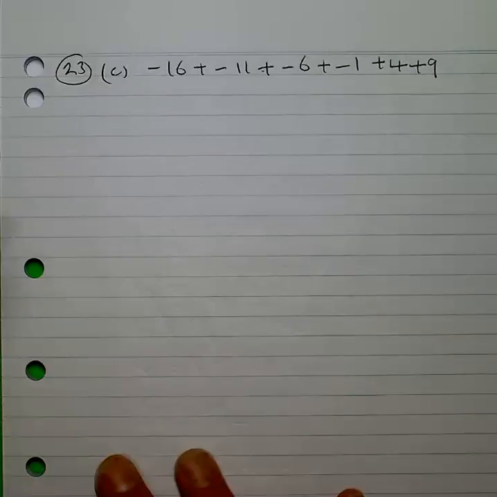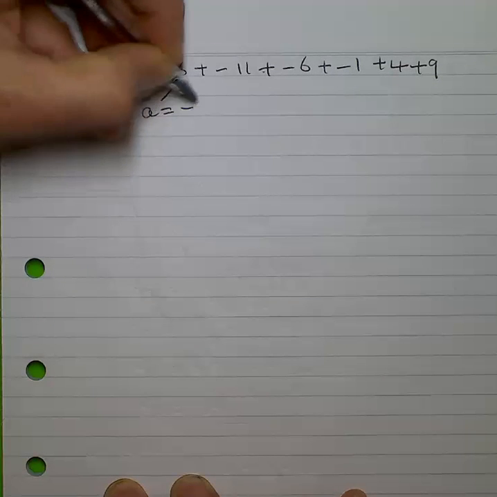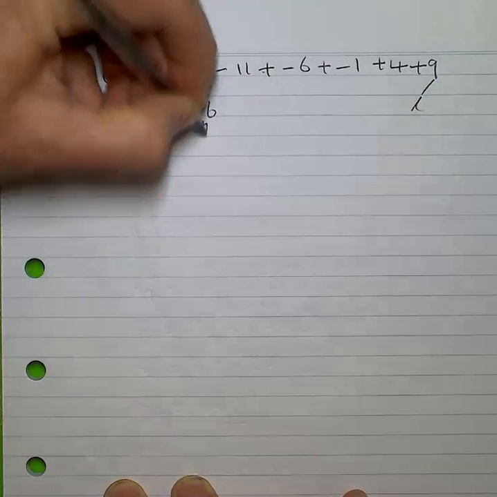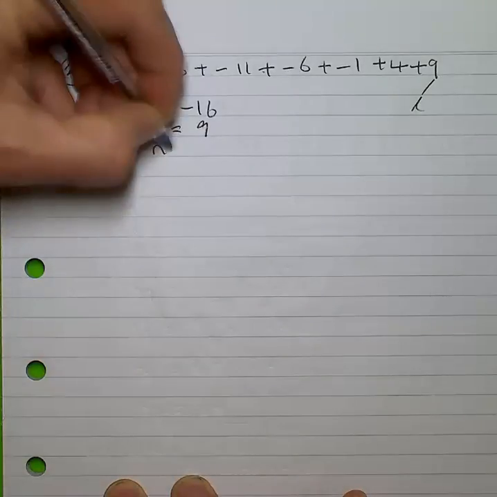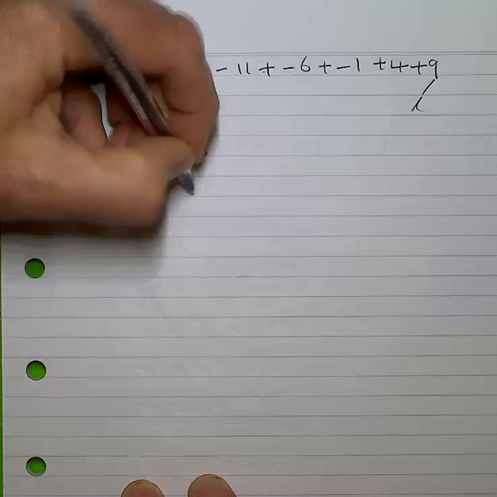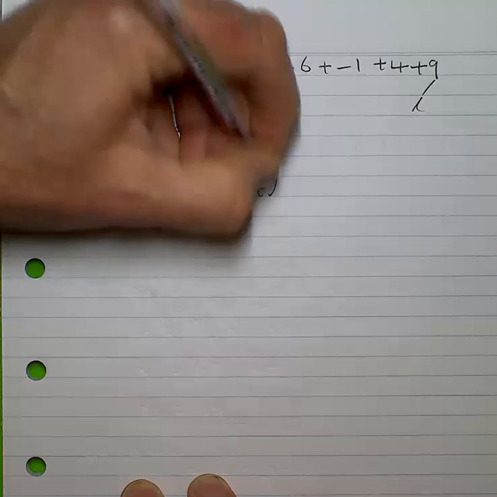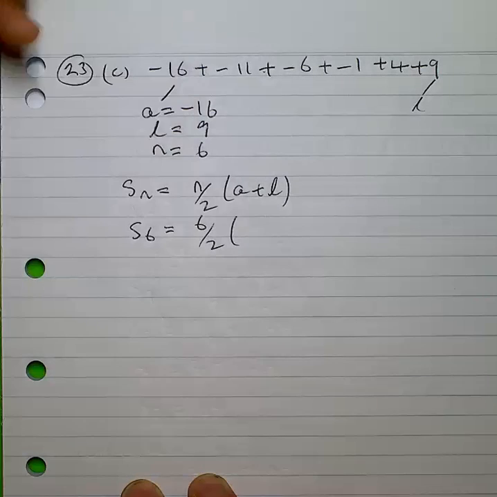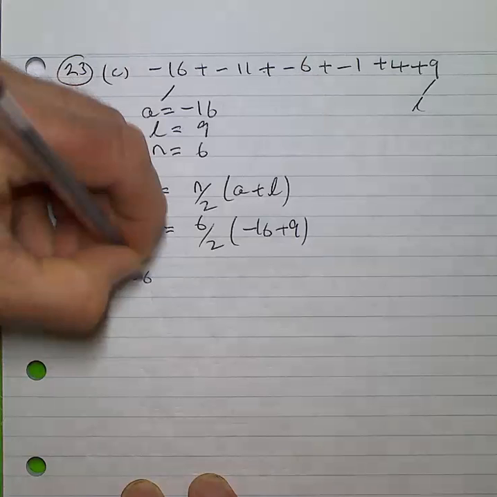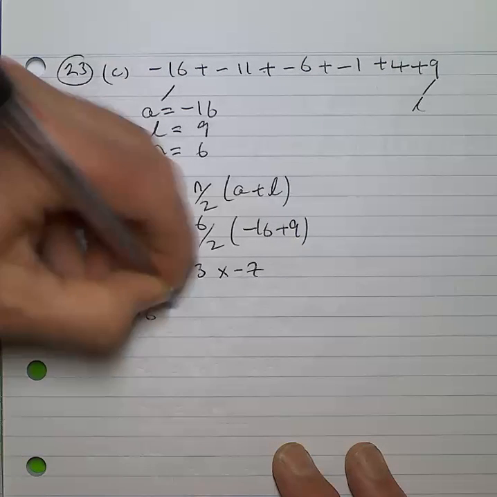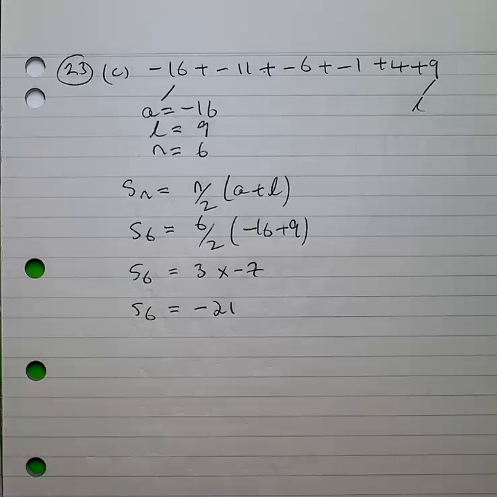In the case of 23C, identify the first term. The last term is 9, and we want to find the sum of the first 6 terms by the looks of it. So I can make use of the formula n on 2 lots of a plus l. So the sum of the first 6 terms is equal to negative 21.